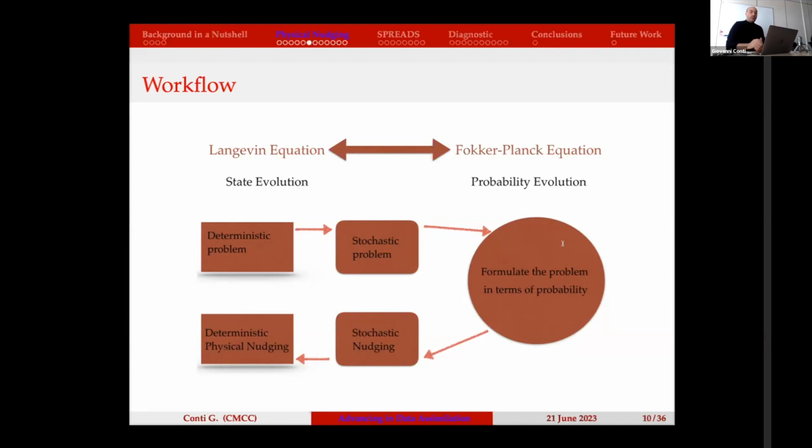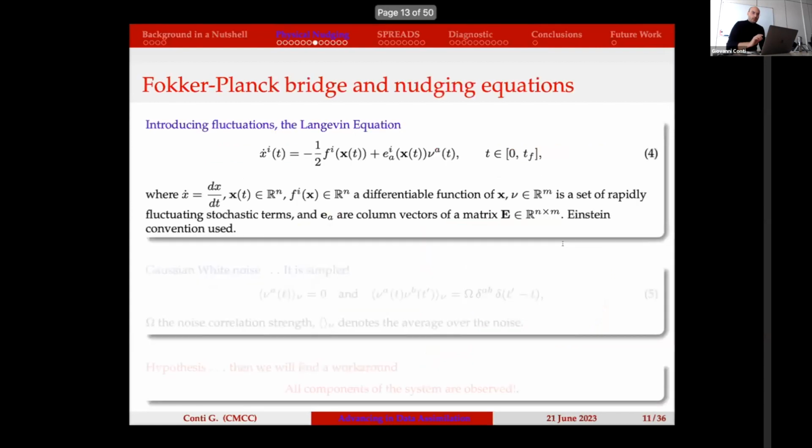And we can formulate here, in this new space, the data assimilation problem. And then once we get the appropriate formulation, the appropriate Fokker-Planck equation or its substitution, we can then try to get back and determine the deterministic system. So let's start with this procedure just sketched.